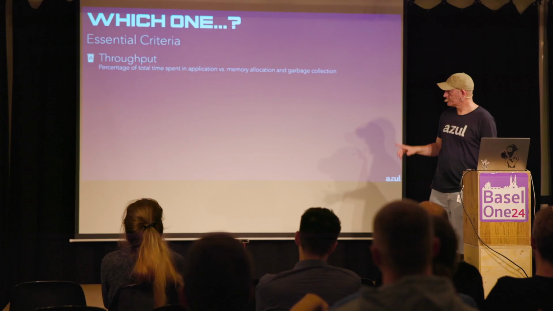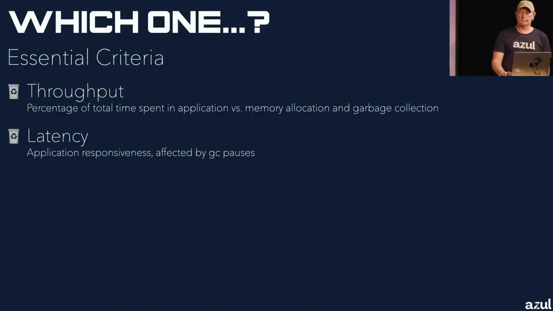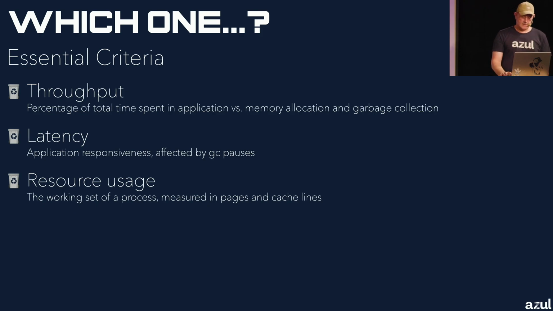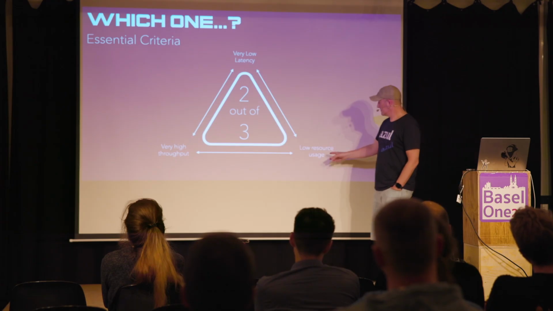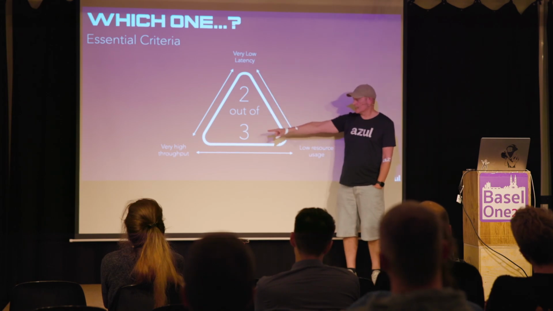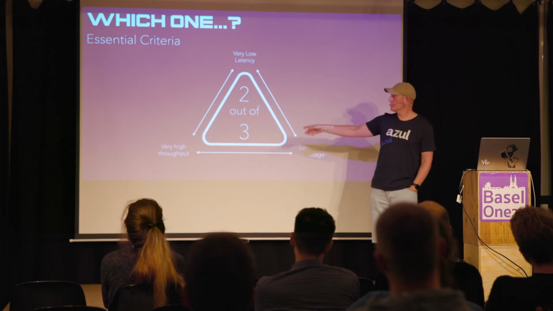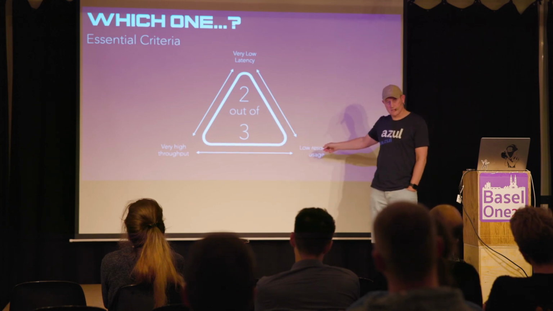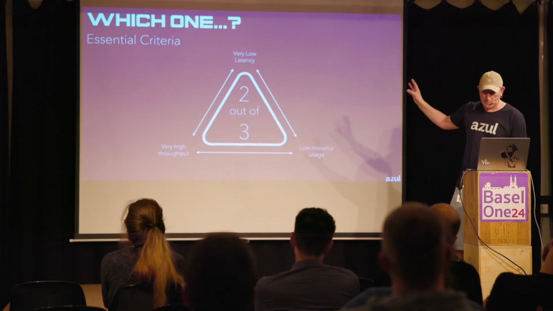Which one to choose? We have three criteria: throughput, latency, and resource usage. So you can't choose all three of them. To make it easier, choose two. This is how it works. If you don't have a lot of resources but you need very low latency, then throughput will be low. If you need high throughput and very low latency, you need more memory, right? This is how this diagram works.